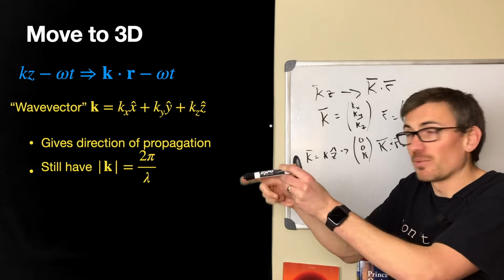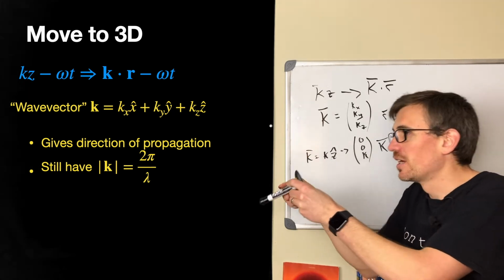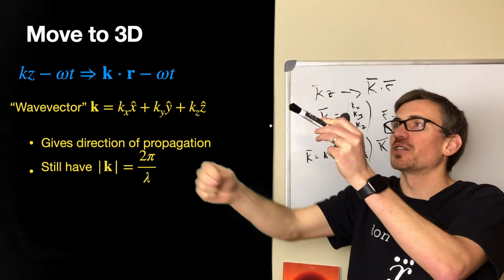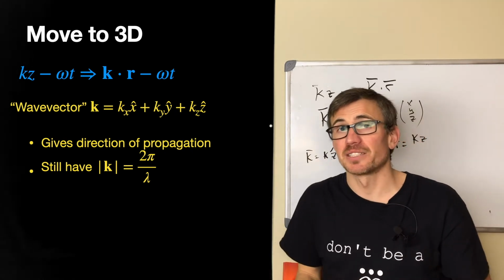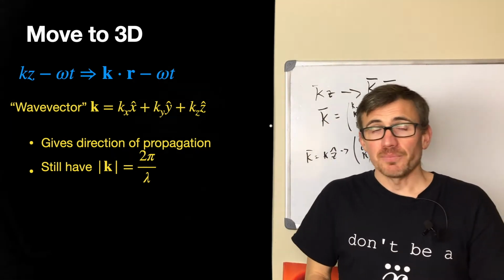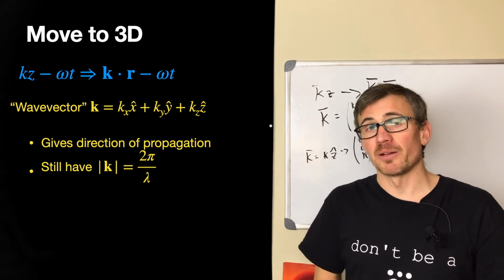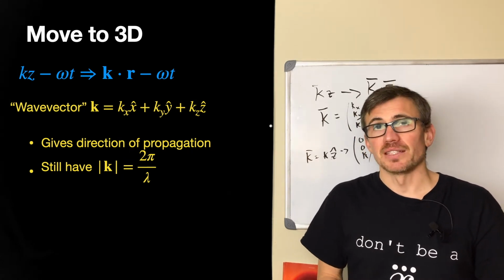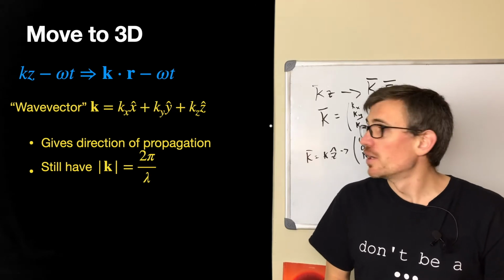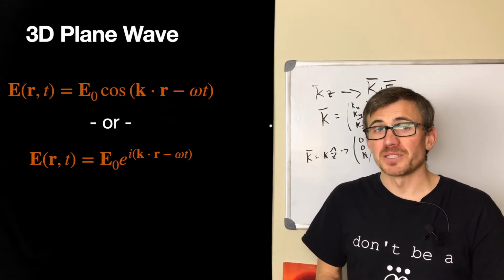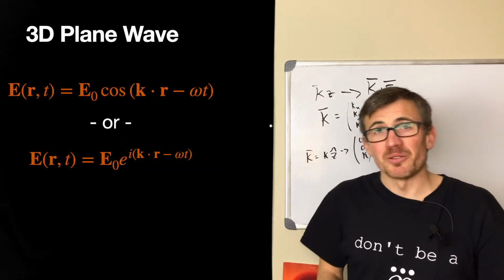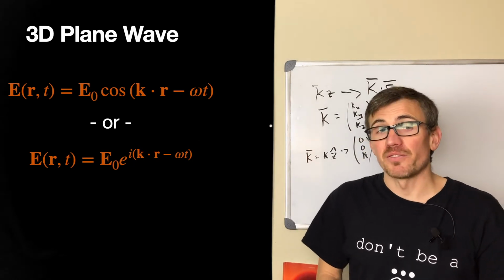Instead of moving in the z direction, it's going to be moving in some arbitrary direction this way, but it's still going to be this cosine wave. Okay, and we still have the relationship that the magnitude of k is 2 pi over lambda. c times the magnitude of k is equal to omega. Okay, so our three-dimensional plane wave is going to be almost the same thing. It's just now going to be with a different argument for the phase.